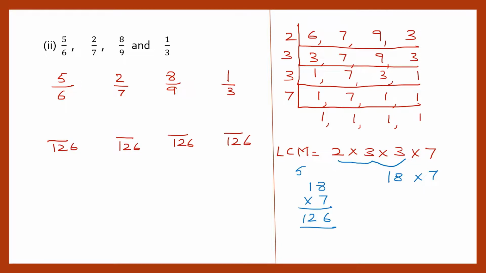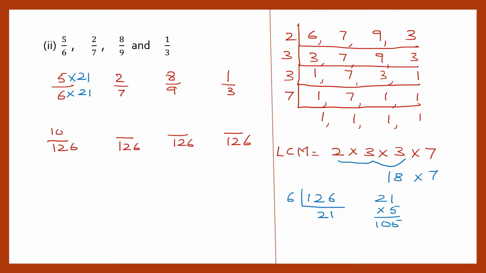Okay, now we are going to find the new numerators. 6 into what will give me 126? Now that's a big number, isn't it? So let's find out by short division. Let's try. 6 2s are 12, 6 1s are 6. So that is 21. 6 into 21 will give me 126. So 5 into 21. Let's multiply 21 into 5. 5 1s are 5, 5 2s are 10. So my new numerator is 105.